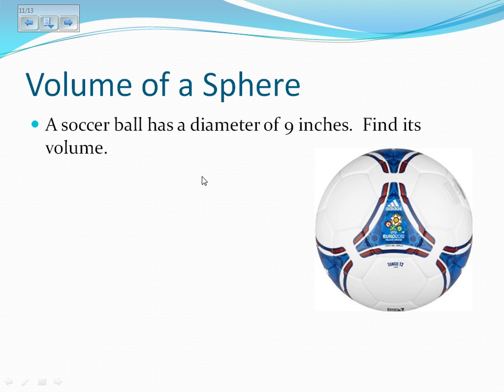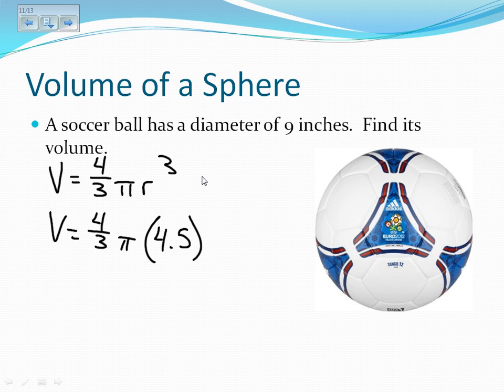A soccer ball has a diameter of 9 inches. Find its volume. All right. So the volume is 4/3 pi r cubed. The radius is what here? 4.5, because it's half the diameter. So 4/3 pi 4.5 cubed. Do you guys know how to cube a number on a calculator? No. You can do it two ways.